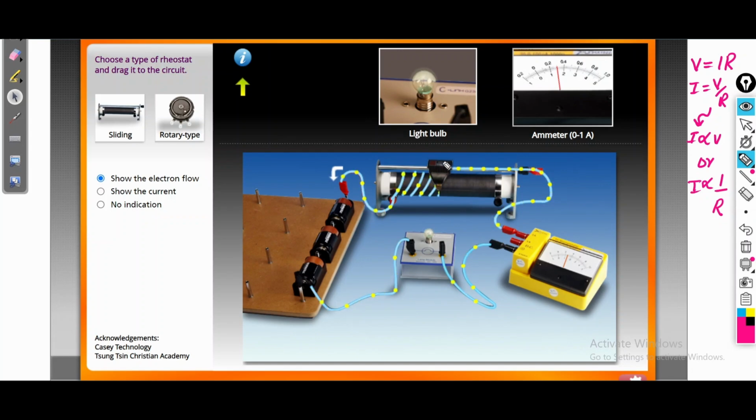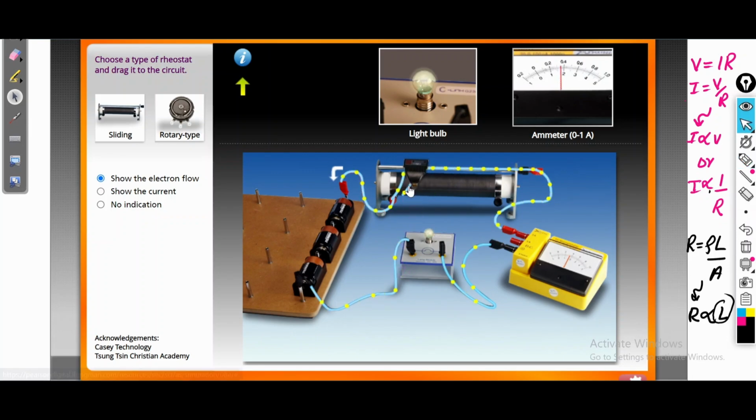In order to increase or decrease the current, according to this formula, we will have to change the voltage or change the resistance. Here in this case we will change the resistance. So how to change the resistance? For that I am going to write another formula, the equation of the resistance: R is equal to rho L by A, and from here I can write that R is directly proportional to L.